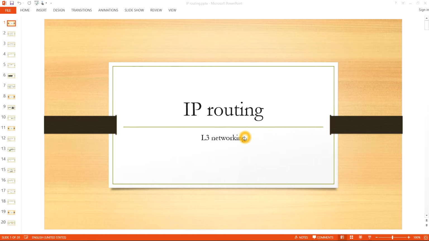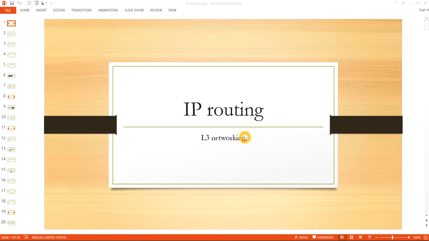Today we are going to start a new chapter called IP routing. In the last chapter we covered switching, which was talking about MAC addresses, VLANs, and such kind of stuff. So in this chapter we are going to go to layer 3 of the OSI model, the network layer, and discuss how IP traffic is routed across an IP network.